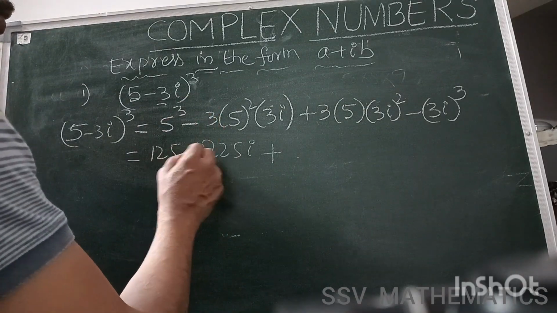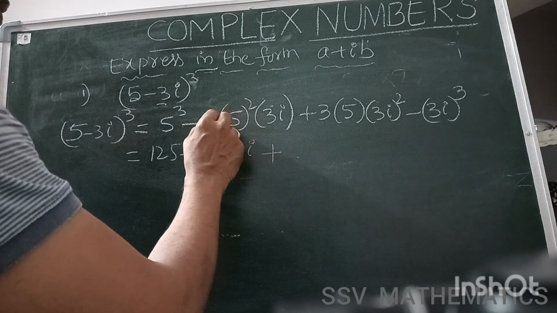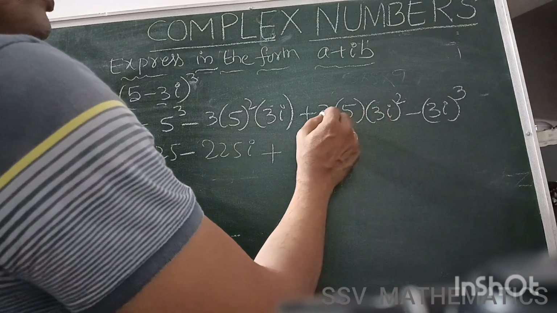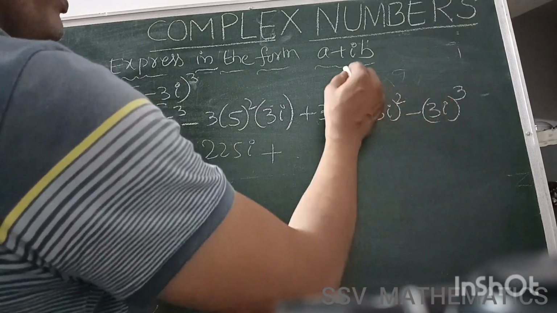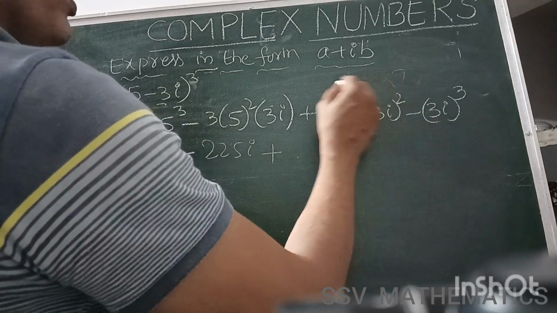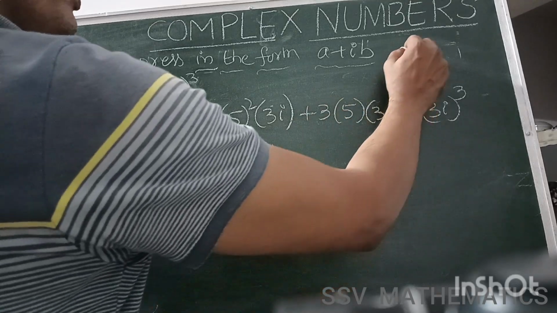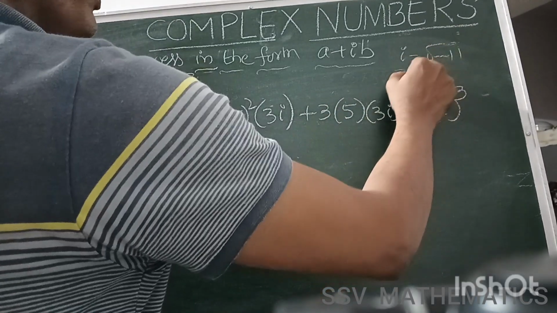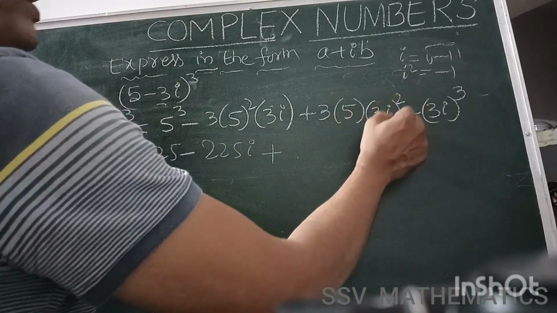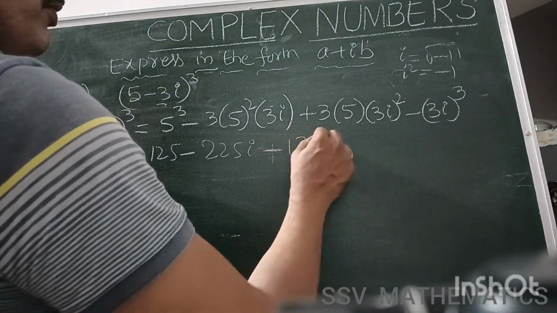5 cube is 125, minus 5 square 25 into 3 is 75, into 3 is 225 into i. Next, 3 into 5 into 3 square into i square. 3 into 5 is 15, 15 into 9 is 135, plus 135 into i square. Since i is equal to root of minus 1, i square is equal to minus 1. So 135 into i square is minus 135.